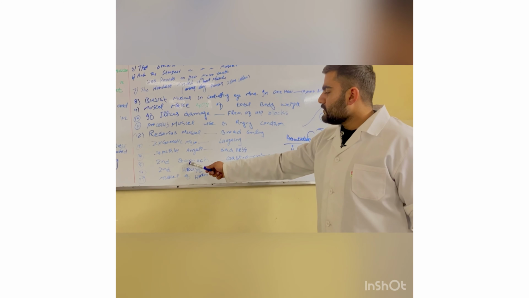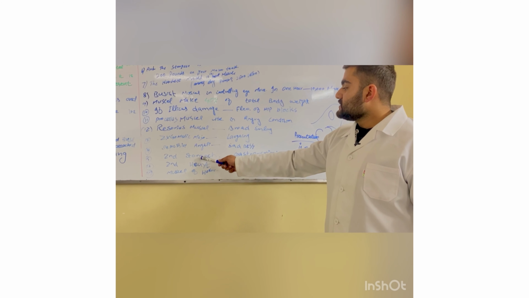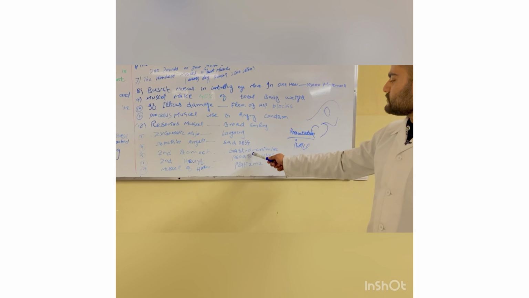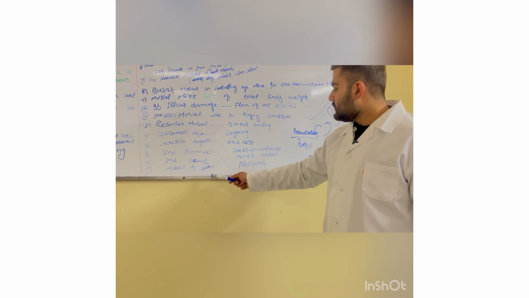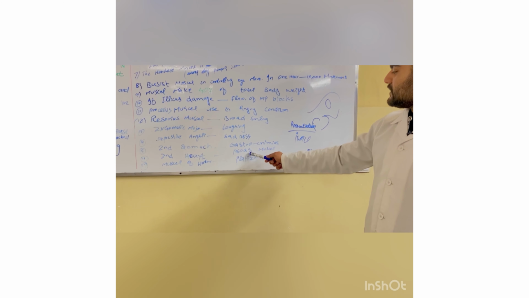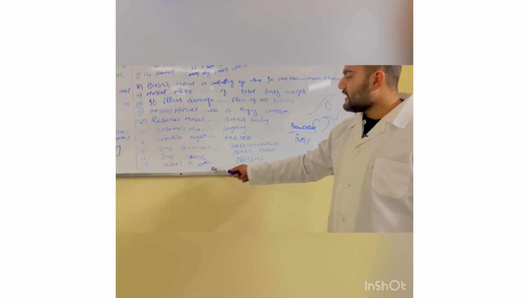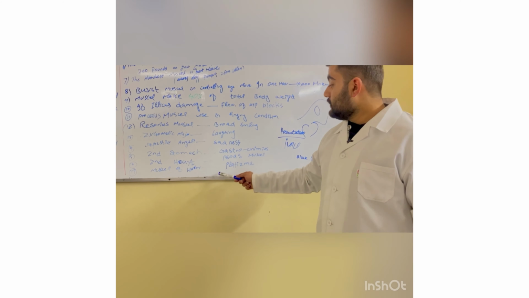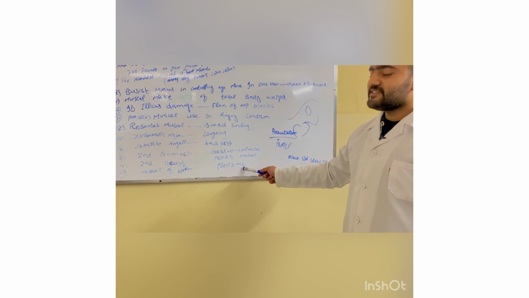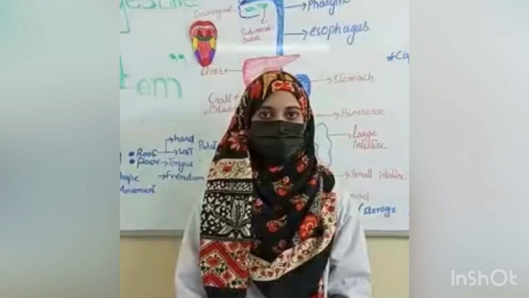And now we have the second stomach, which is also called the gastrocnemius muscle. Then we have the second heart, which is also called the psoas muscle. And at the last we have the muscle of horror, which is also called the platysma. Thank you.